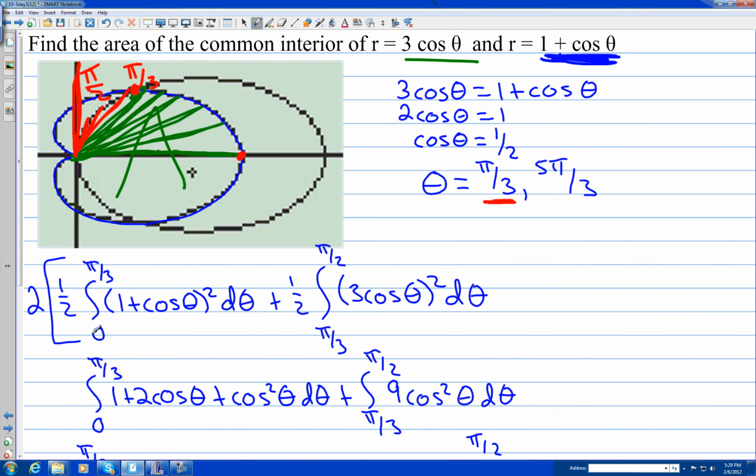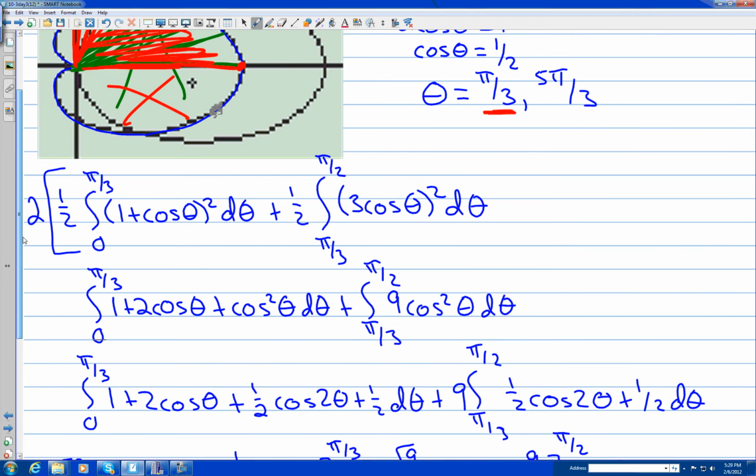So there we have it. From 0 to pi over 3, we're going to follow the blue with our magic windshield wiper. And then once we get to pi over 3, we don't follow the blue anymore because we want the common interior. We're going to follow the 3 cosine of theta, and that's going to go from pi over 3 to pi over 2. Now, of course, that's only going to be the top half of what we want. And to get the bottom half, well, this is symmetric, so we're just going to double it.